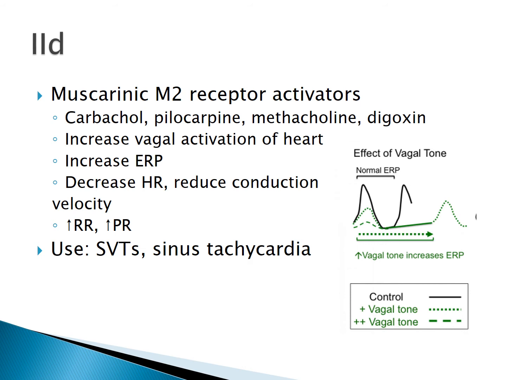Again, this decreases the slope of phase 4 and increases the effective refractory period, leading to a decrease in the activity of the node. They will cause a decrease in heart rate and reduce conduction velocity. The RR and PR will be prolonged on the ECG. The M2 activators are used for SVTs and sinus tachycardia.